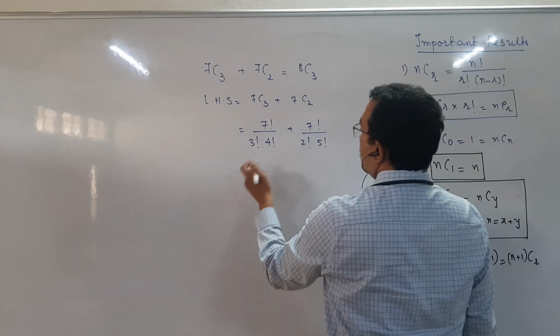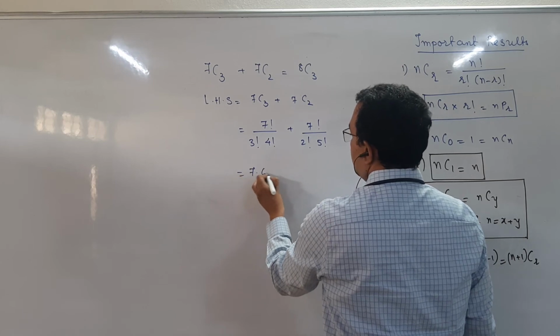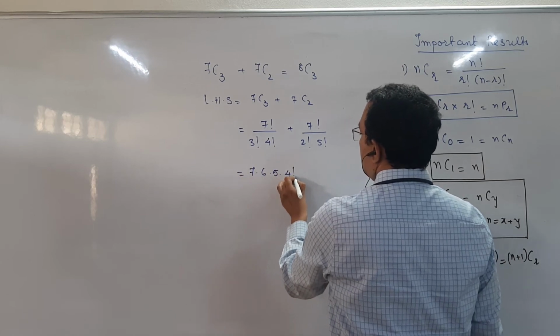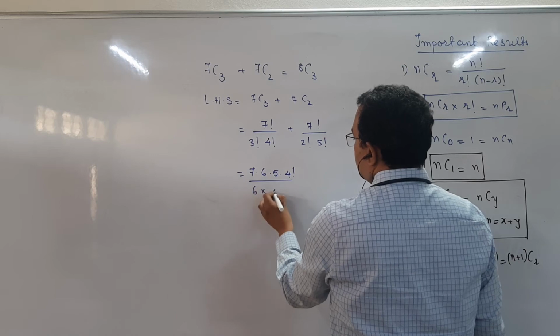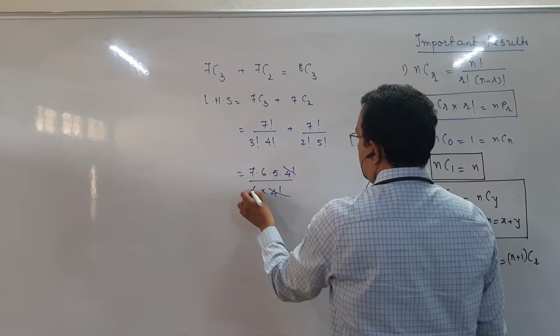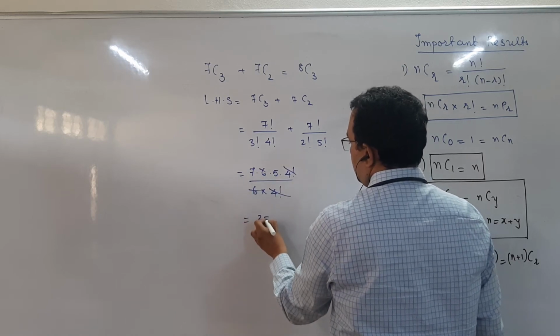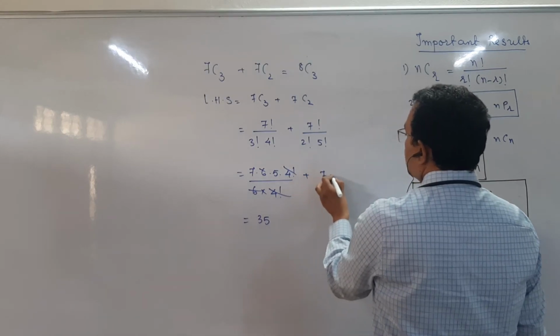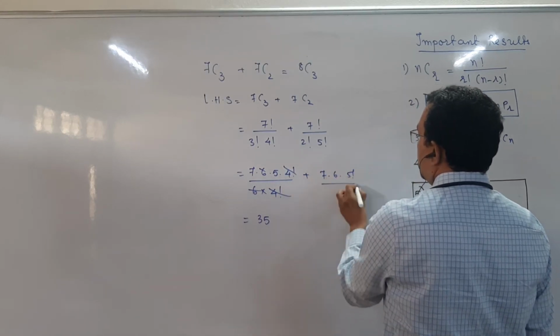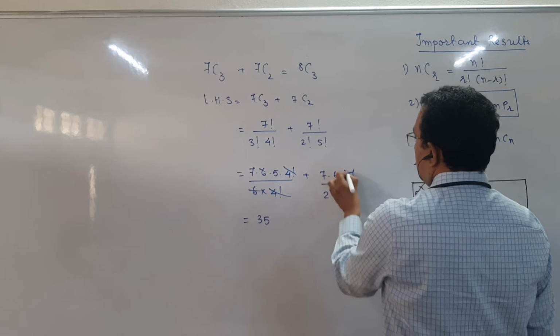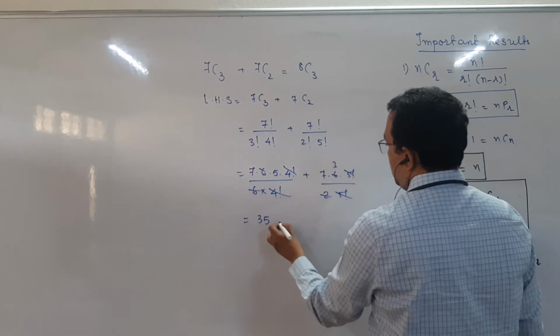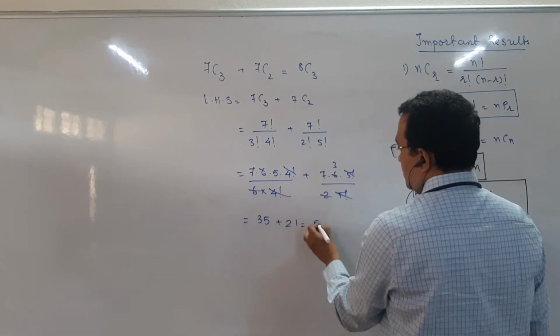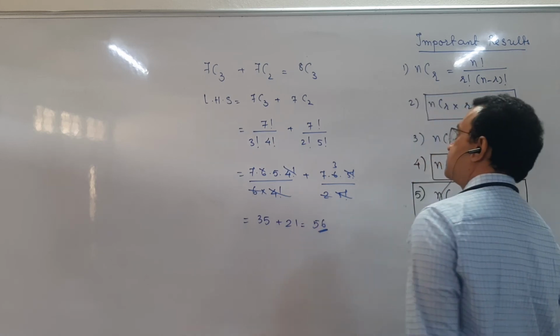Reduce 7 up to 4. So 7, 6, 5, 4. 3 factorial is 6, 4 factorial is 6, 6 cancels. So this is 35. Reduce 7 into 5 and get it cancelled. These are 2, so this is 21. So the answer is 56.